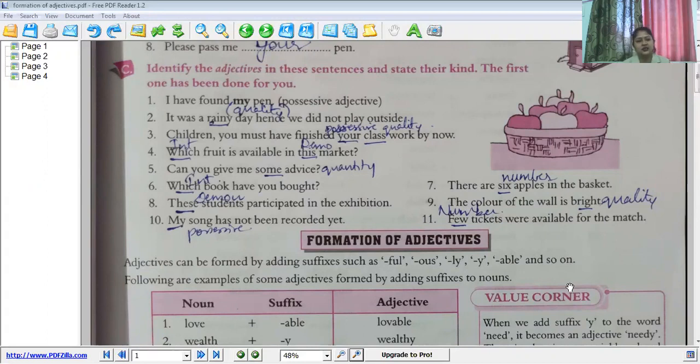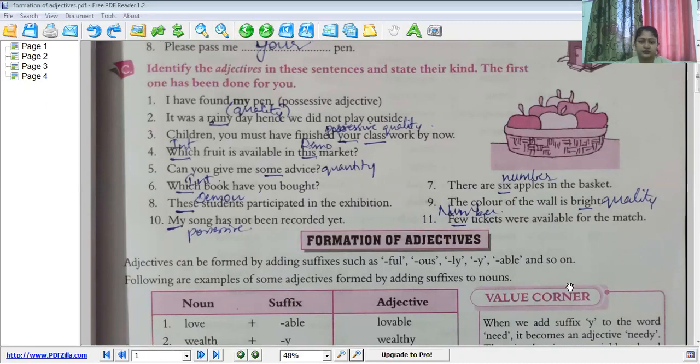Come to the next sentence. Children, you must have finished your class work by now. Now, here, your is possessive adjective. I told you. Okay. And the next is classwork. Well, how is that work? It's a classwork. It can be a homework also. So class will become quality. Okay. So there are two adjectives just beside the other, and after that you have a noun after it, right?